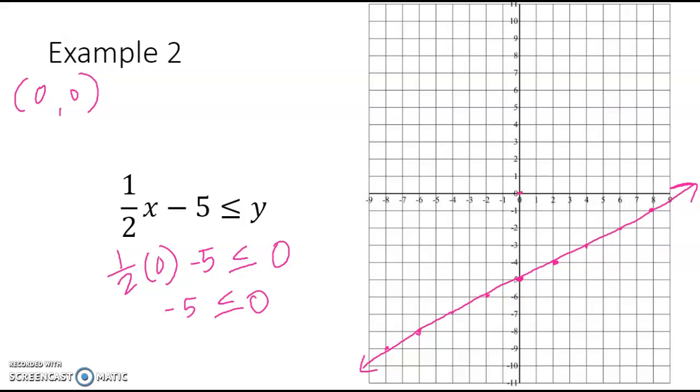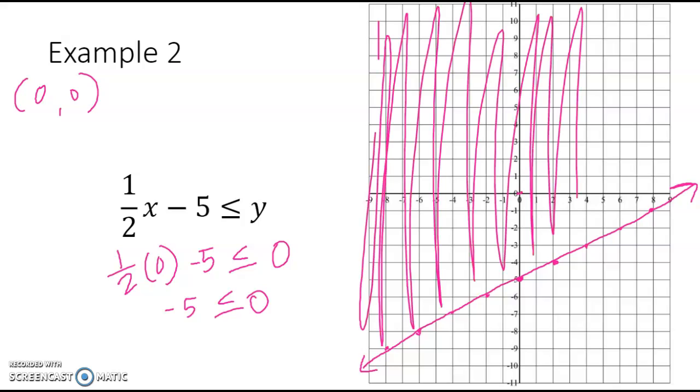That satisfies the inequality. So 0, 0 is part of the solution set, which means I'm going to shade this side of the line. Again, if I had chosen that point and it didn't make the inequality true, then I would know that I needed to shade the other part of the line. So the important things to remember here: first we graph the function, then we decide if we're going to have a dotted line or a solid line for our boundary, and then we decide which side of the line we have to shade.